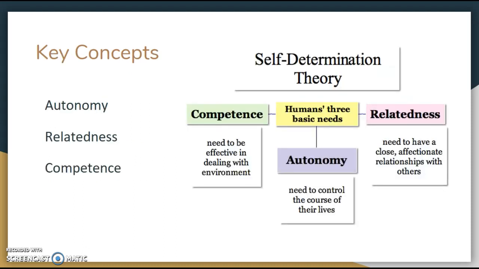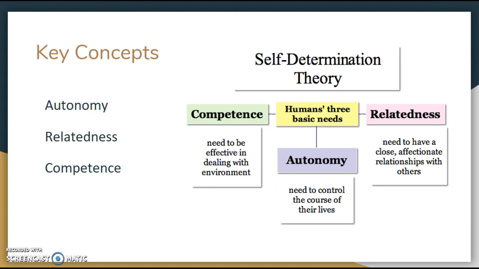So the three key concepts in self-determination theory are as follows: autonomy, relatedness, and competence. So competence deals with the basic human need to be effective in certain tasks that you're doing. This gives feelings of wellness and usefulness to the participants.